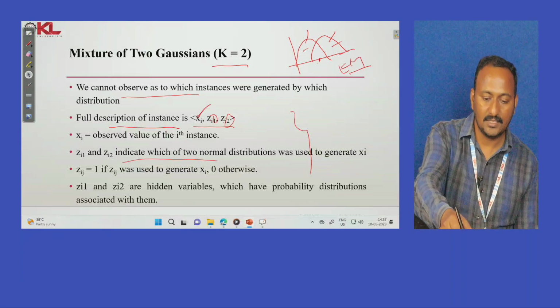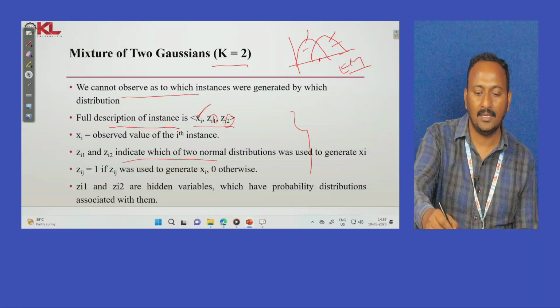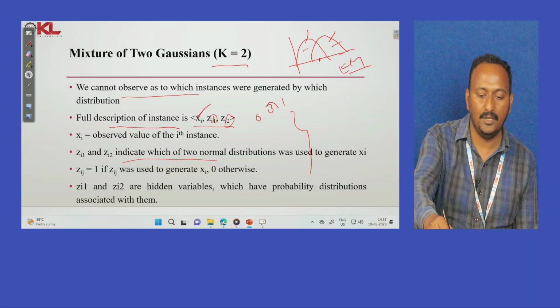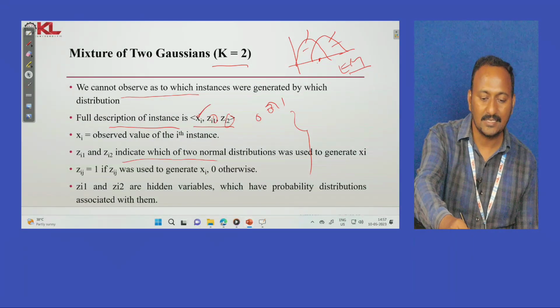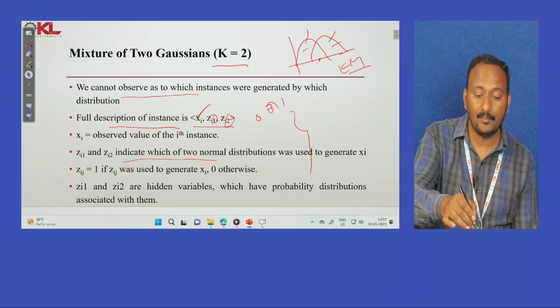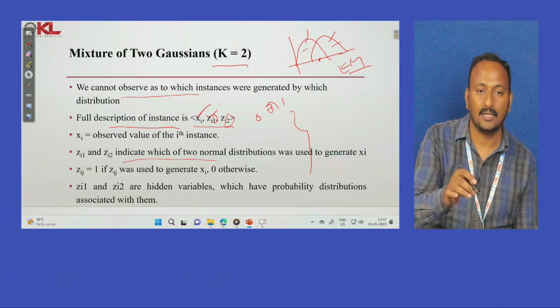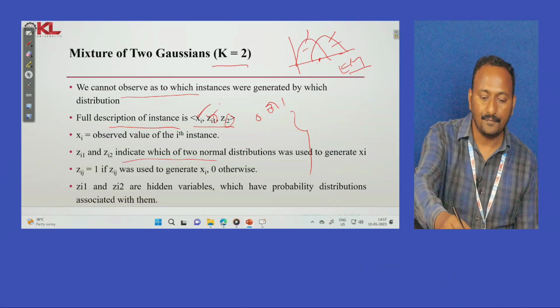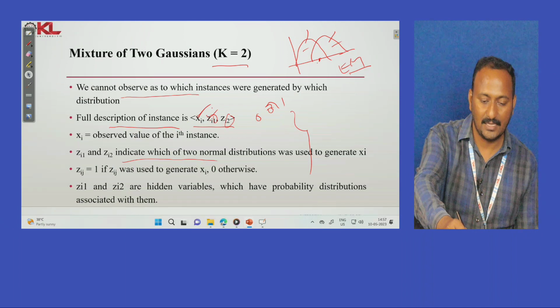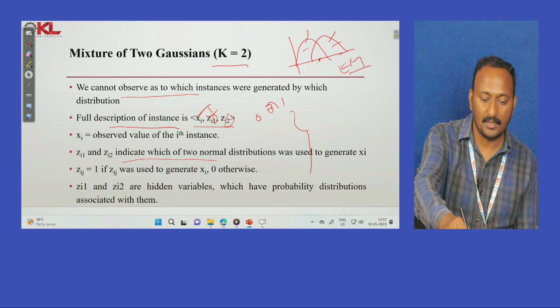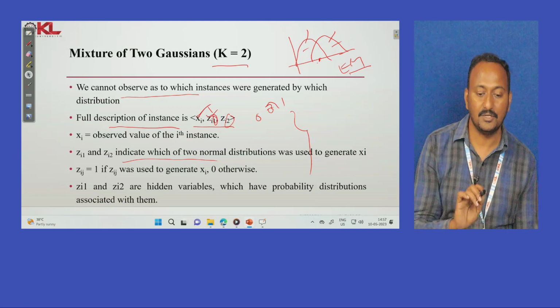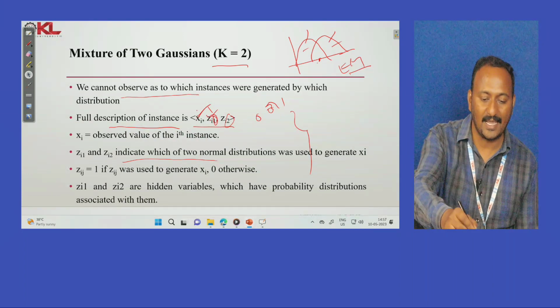So here Zi1 and Zi2 are having either 0 or 1 value. Here 0 indicates that this particular instance is not generated by this distribution. If the value of Zi1 is equal to 1, this indicates that this particular distribution is generating this xi value.